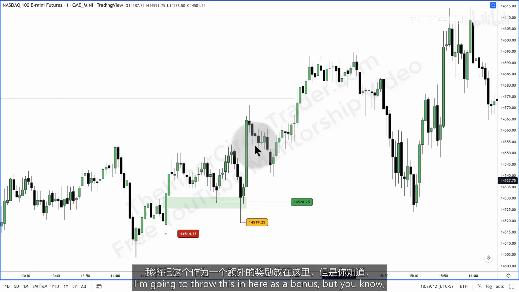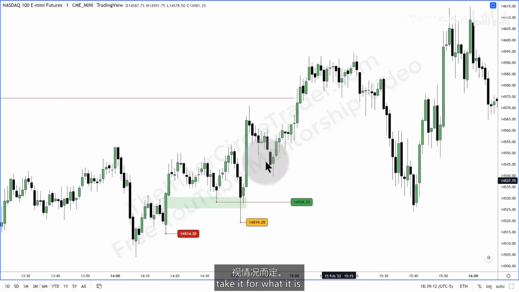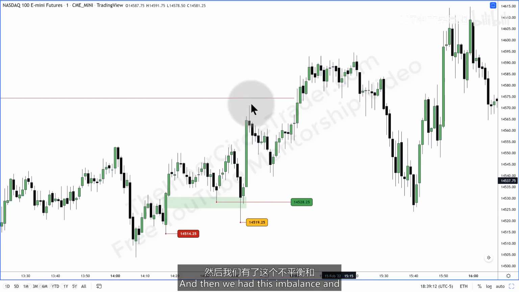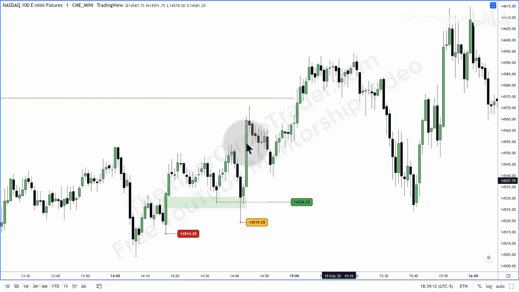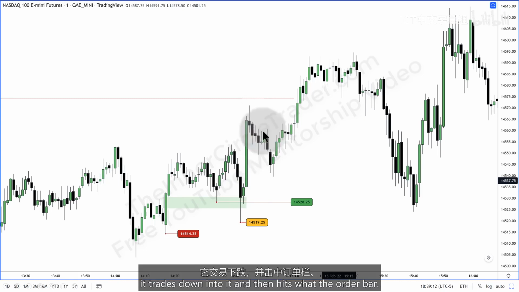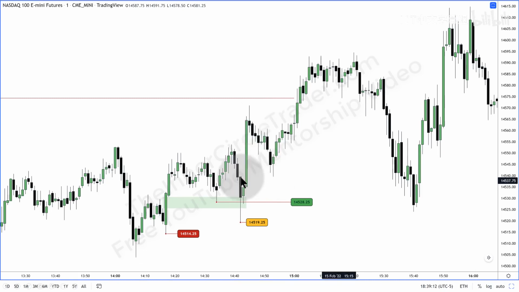Now, I'm going to throw this in here as a bonus, but take it for what it is. It rallies here, takes off, and does not take out that. The buy side liquidity resting above here did not get taken here yet. And then we had this imbalance. And it trades down into it and then hits what? The order block. That's a buy.